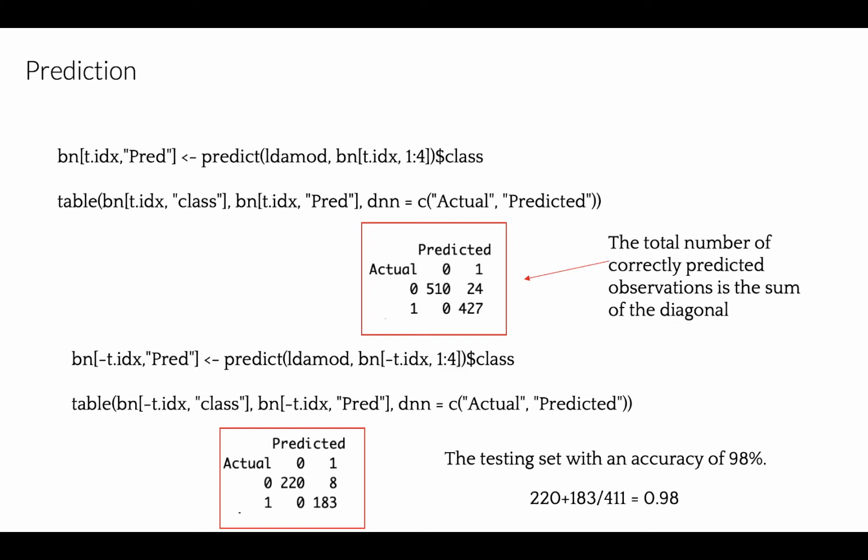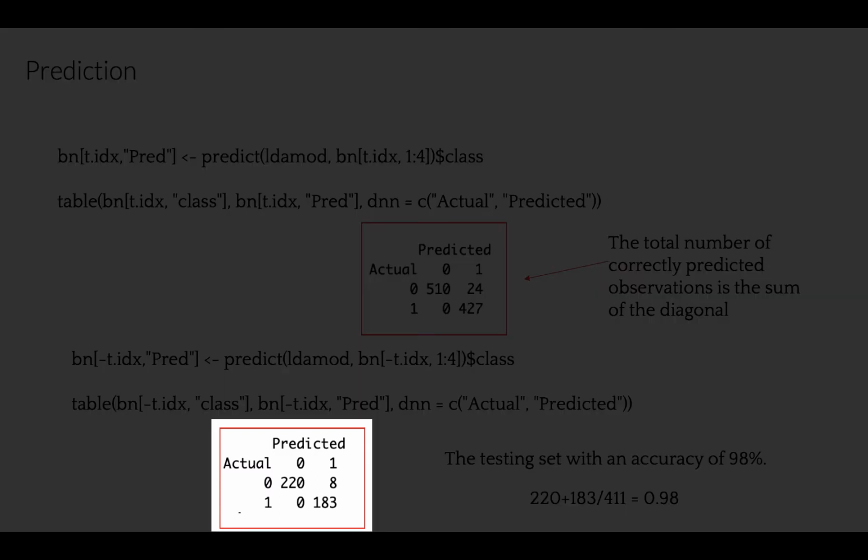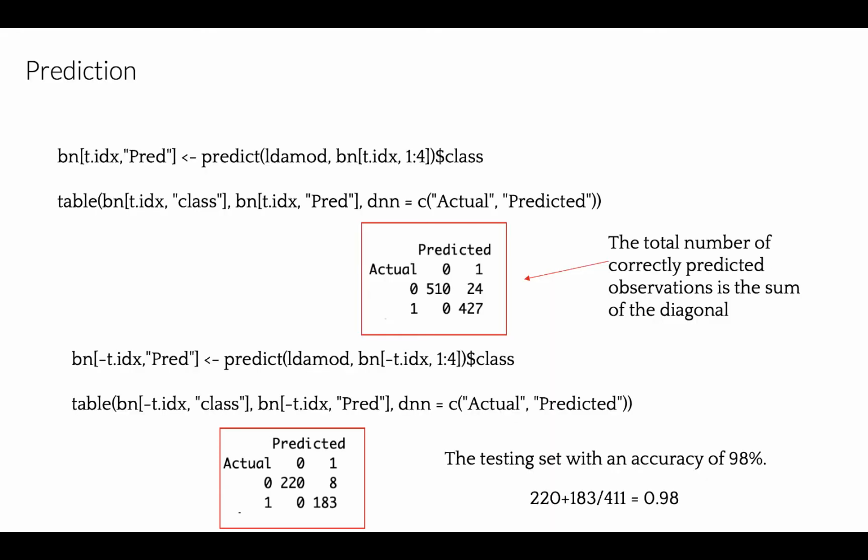In step 7, we can evaluate our model using the validation partition, the holdout sample. We follow the same steps and generate predictions, but now using the holdout data set. And when we build our testing set table, we can look again at the accuracy. So 220 plus 183, it's 403, divided by 411, which is the total observations, and we obtain 98% accuracy.